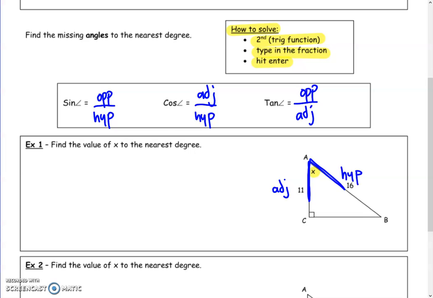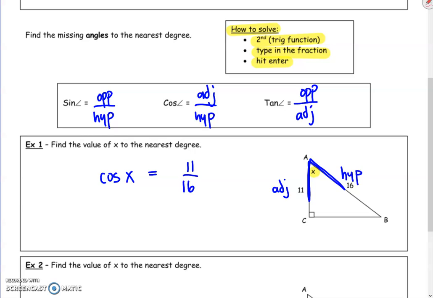So I need to use cosine, just like I did up above. Cosine equals adjacent over hypotenuse. The difference is I don't know the angle, so I have to put in the x. It's cosine x equals, and then your fraction is 11 over 16. That's the adjacent over the hypotenuse.